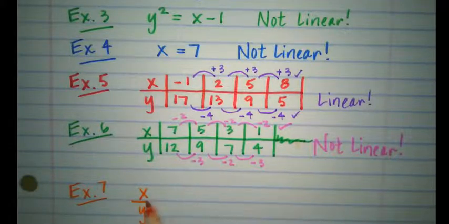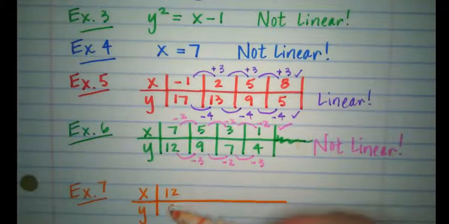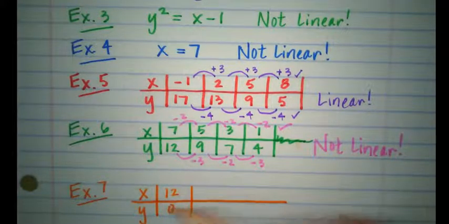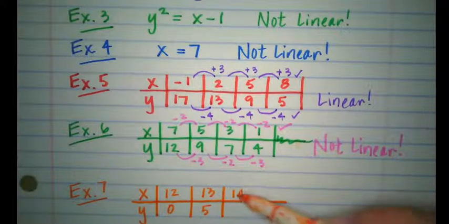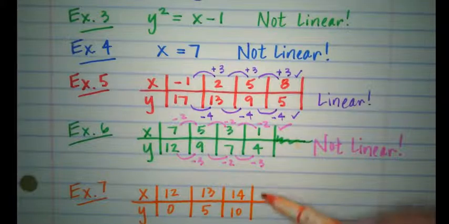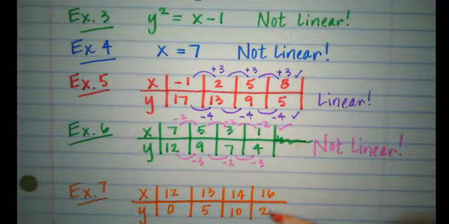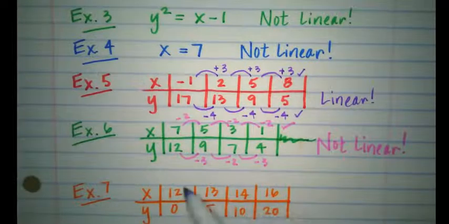All right, so again, I'm going to go horizontal instead of vertical here. So how about (12, 0) is a point? (13, 5) is a point. (14, 10) is a point. And then (16, 20) is a point. So let's go through and check out the differences between the x's and the y's.